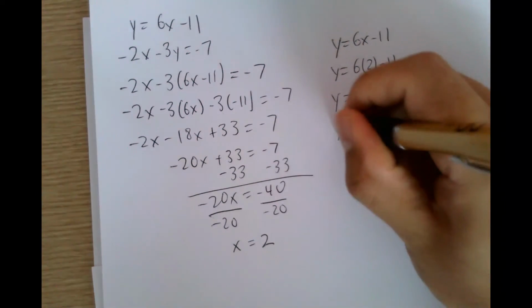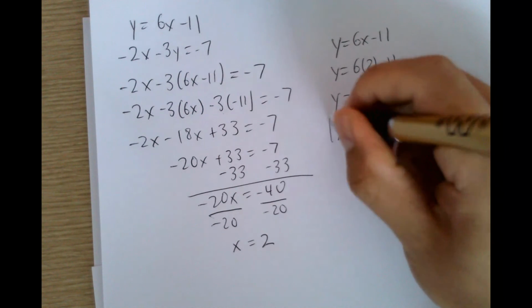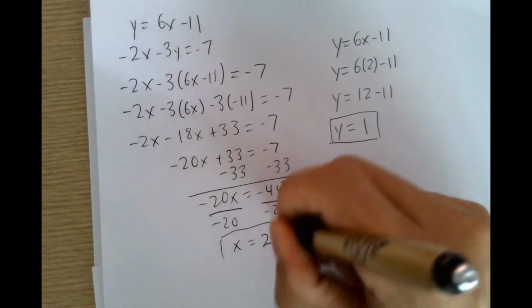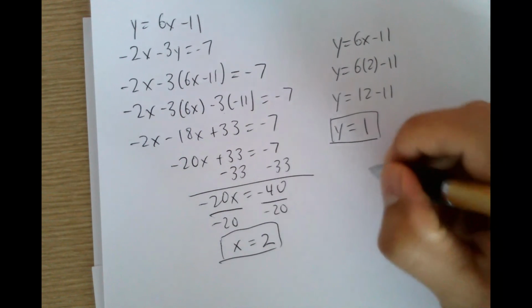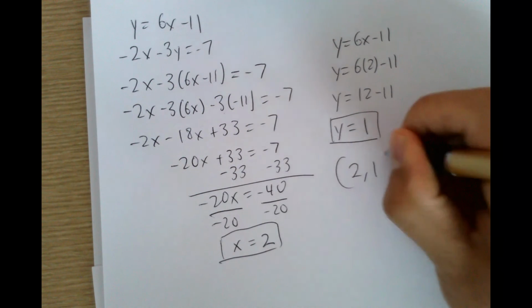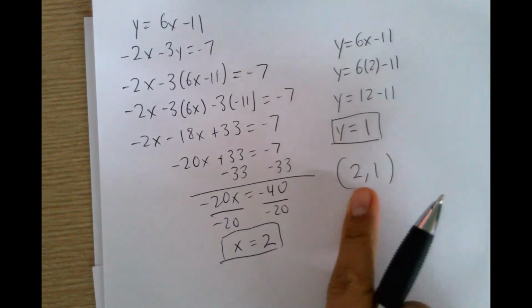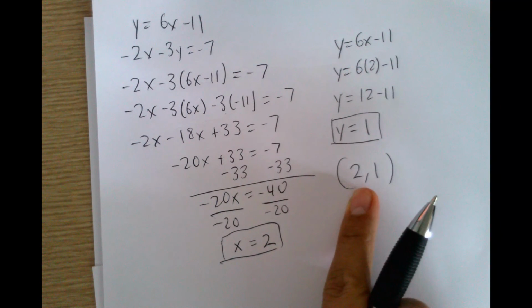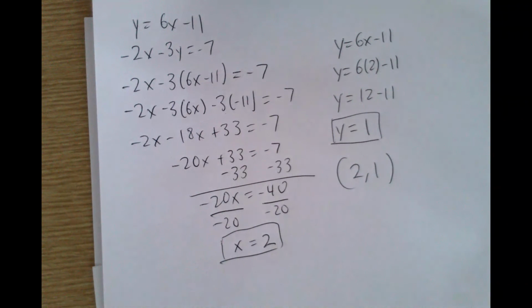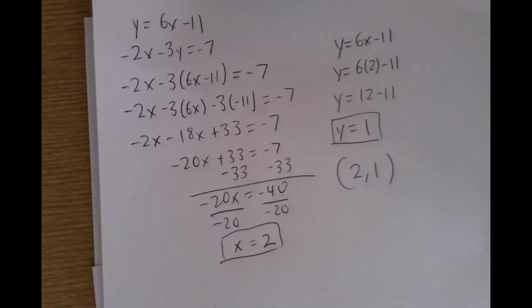y is equal to 1, and so our answers are x is equal to 2, y is equal to 1. Or on the graph, if you were to plot this, you would see that they would cross at the point (2, 1). Okay, so just like before, our solution indicates where the two lines cross.